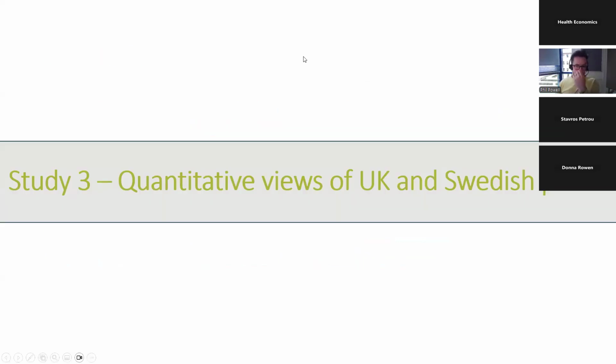Okay, so we're on to study 3, and then I'll just do my best to wrap everything up. I know this is a lot of evidence all in one go, but there are some common threads that will simplify things. So this was the last study that's recently finished, when we looked at quantitative views of members of the UK and Swedish public.